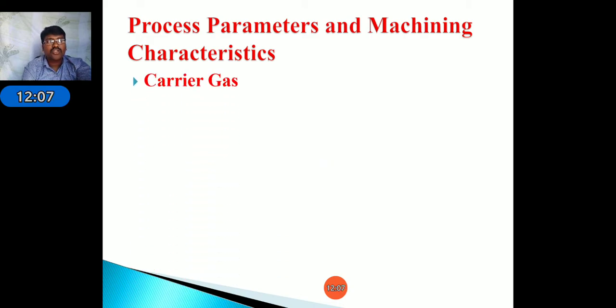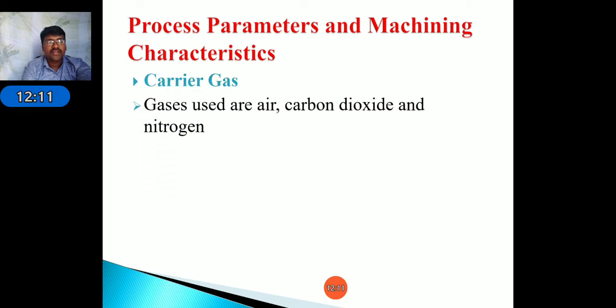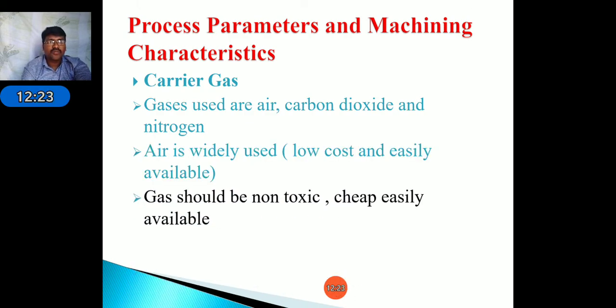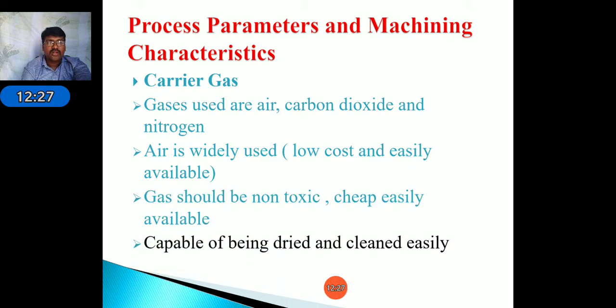Next, process parameters and machining of carrier gas, that is gas used: air, carbon dioxide and nitrogen. Air is widely used because it has low cost and is easily available. Next, the gas should be non-toxic, cheap, and easily available. Next, capable of being dried and cleaned easily.